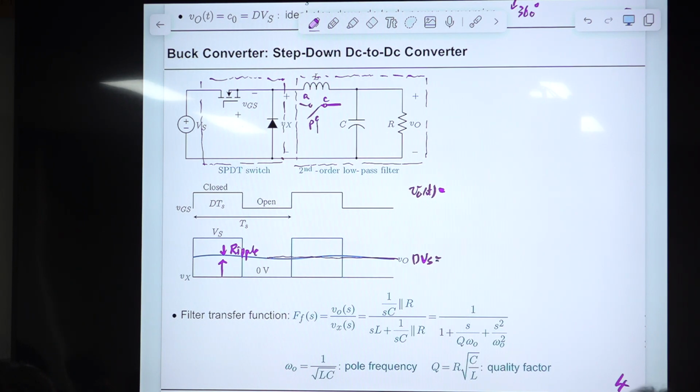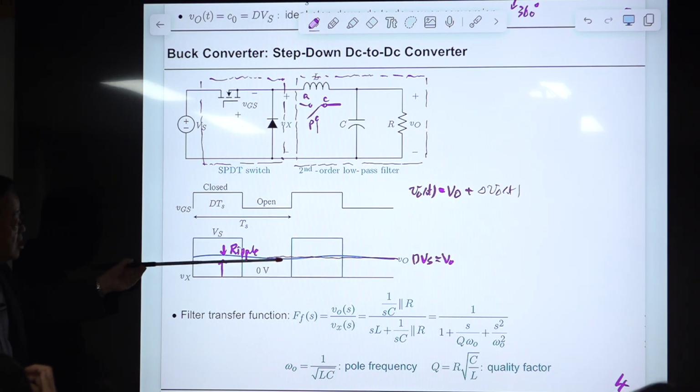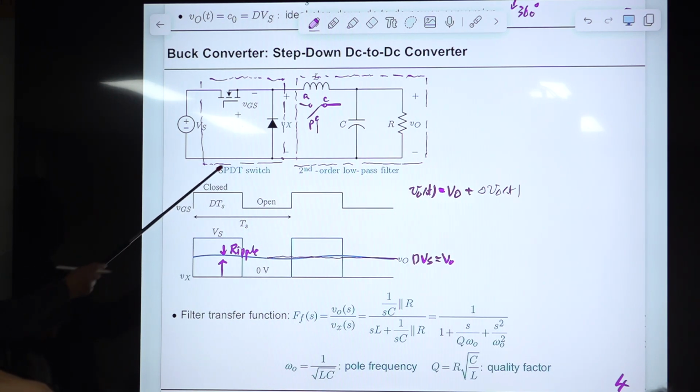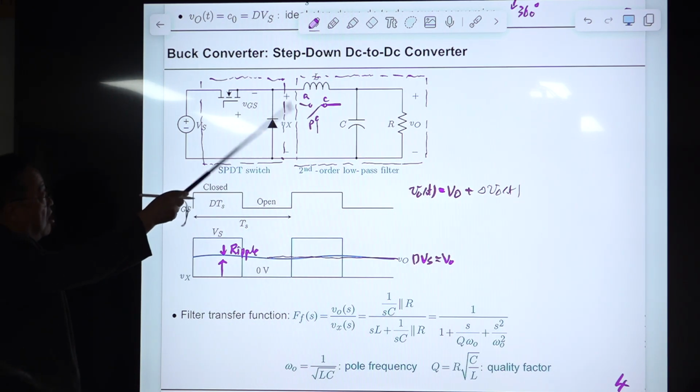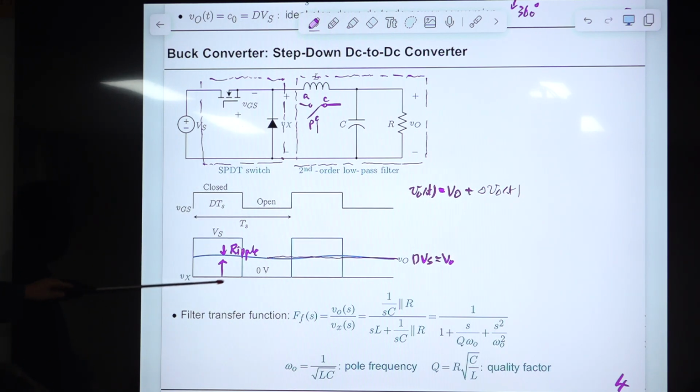This is Vo, the average value of this, plus delta vo(t). This is the varying component, the AC component of our voltage contained in the output voltage, because of the non-ideal filtering characteristic of this practical second order filter. Right? So this is called the ripple.